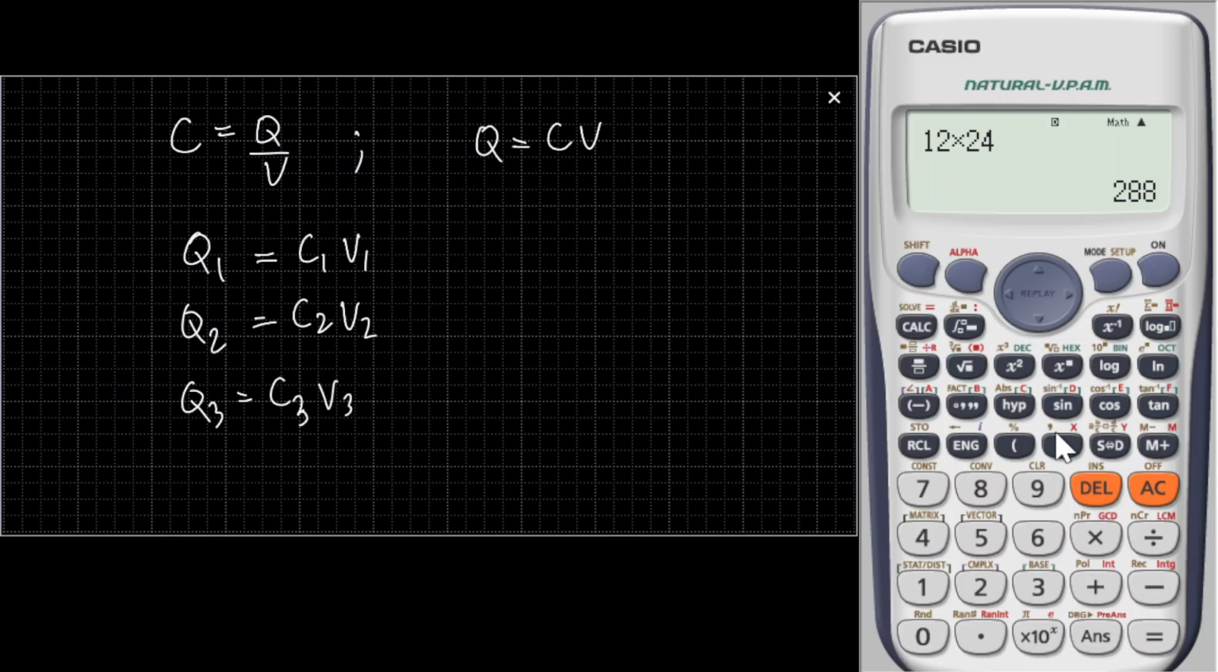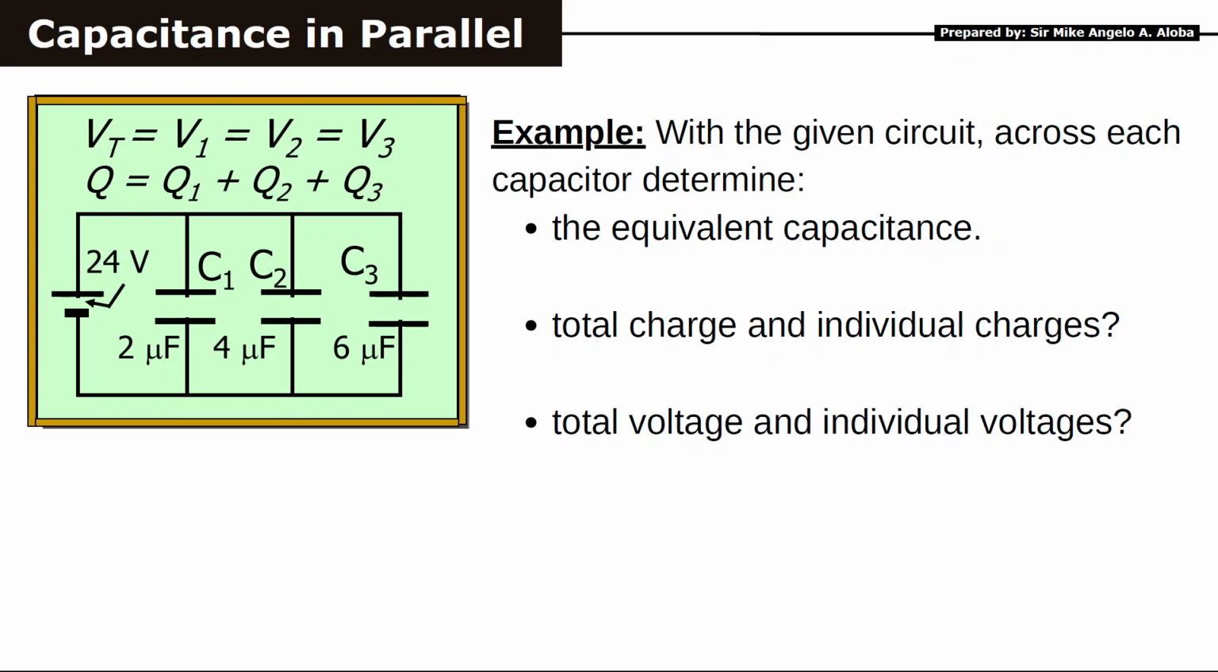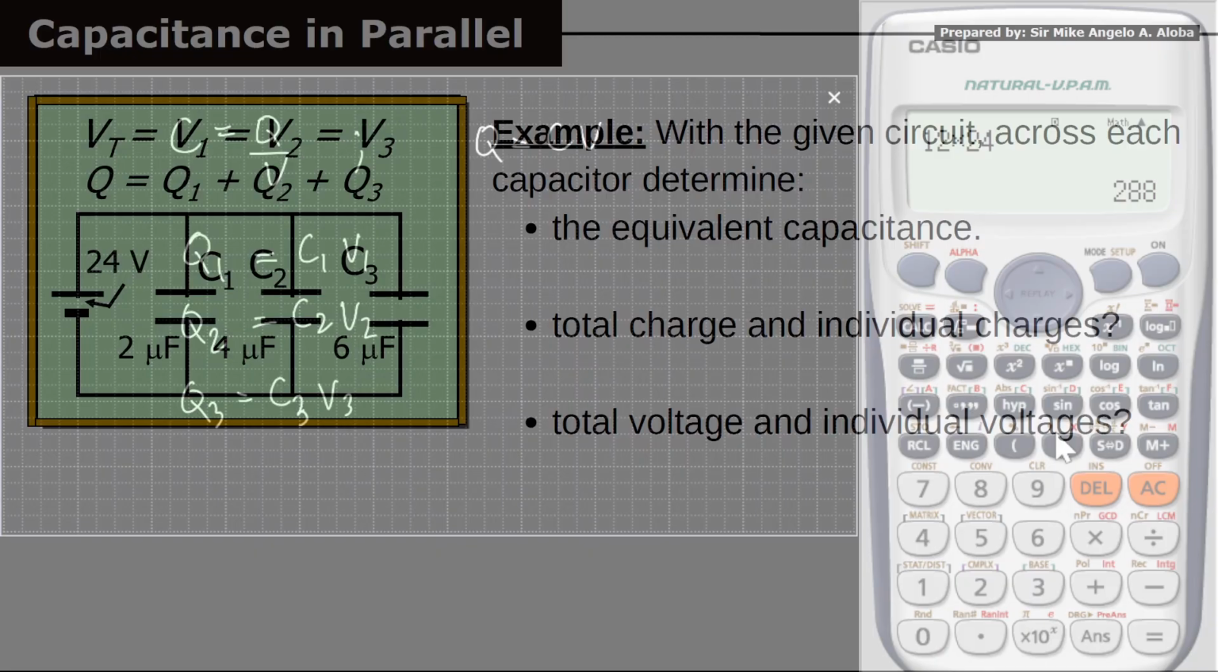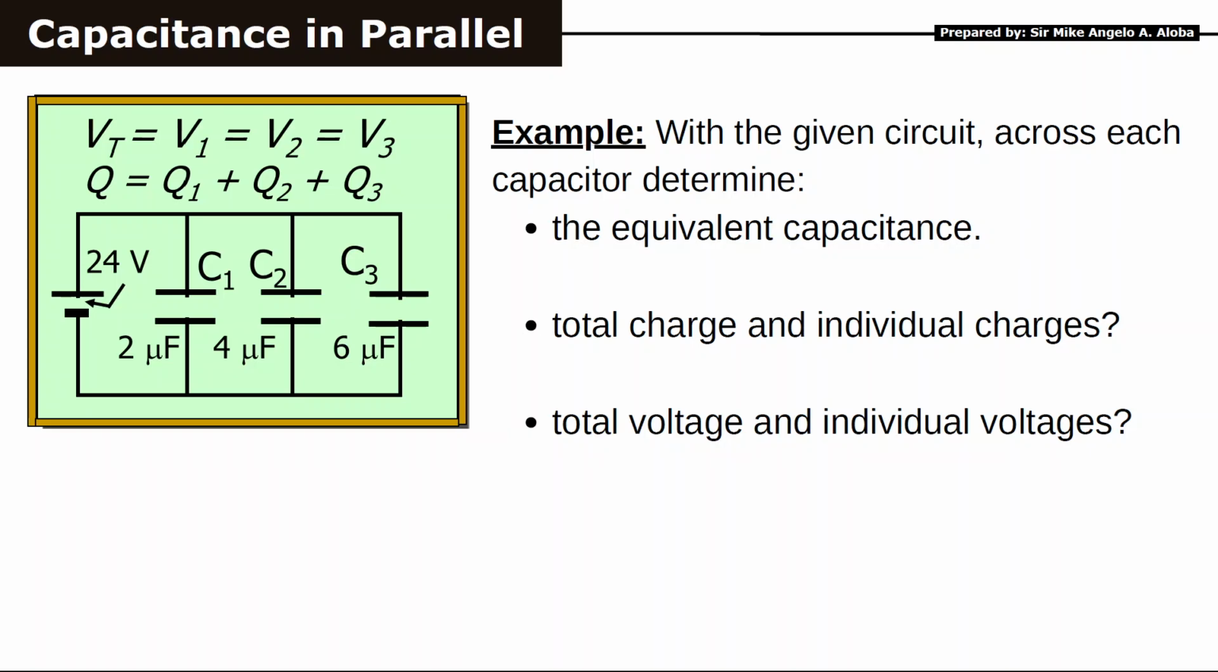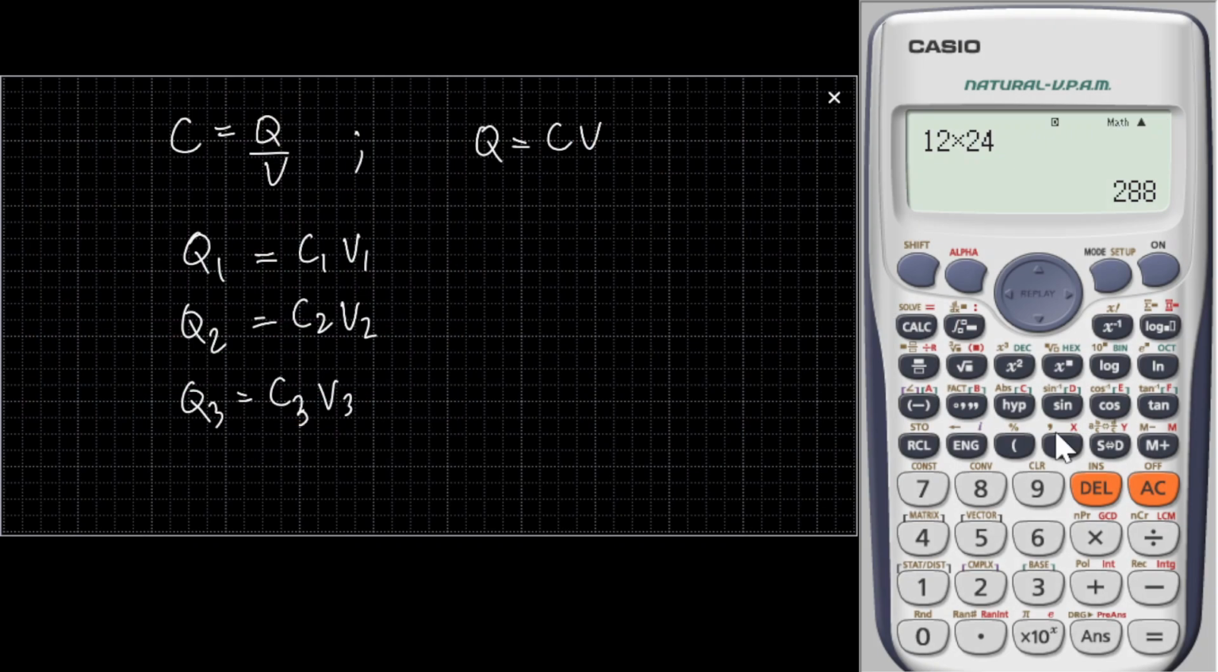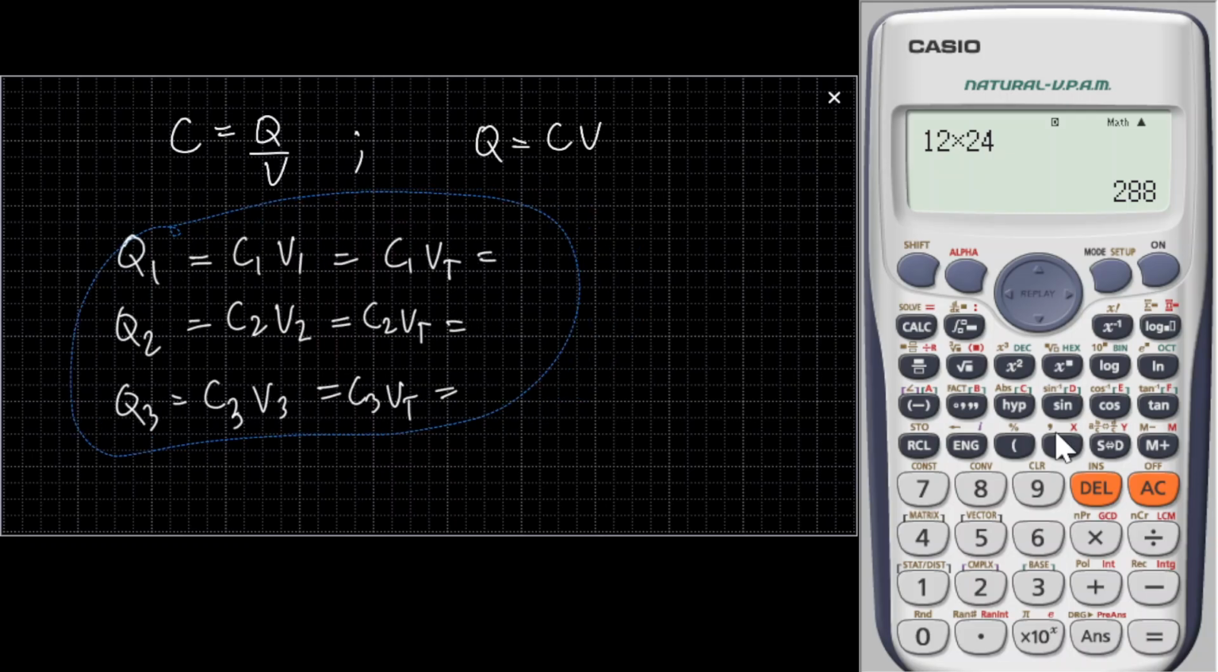But remember, sa parallel connection ng capacitors natin, voltage natin is just pare-pareho. Okay? VT is equal to V1 is equal to V2 is equal to V3. So, ito ay pare-pareho lang na VT. C1 VT, C2 VT, C3 VT. So, madali na siya, no? Substitute lang natin lahat sa ating equation.